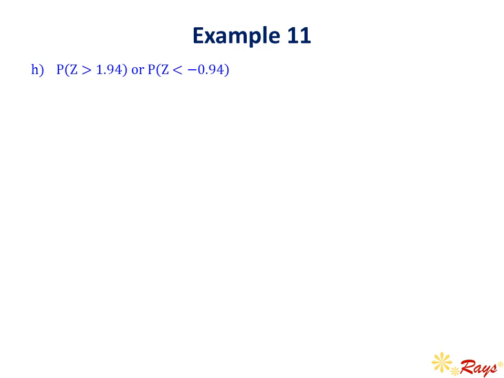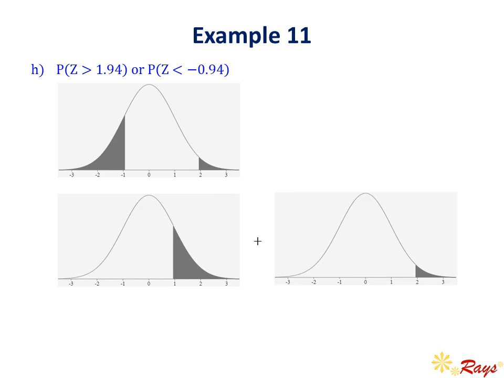Okay, last question of example 11. Find the probability of Z greater than 1.94 or the probability of Z lesser than negative 0.94. So there are two areas here. One is lesser than the negative value, so it is this side, and the other one is greater than the positive value, so it is at this side. To find the probability for these two areas, what we need to do is just transfer this one to the right tail so that we can find the probability for it. So this is how it looks like.